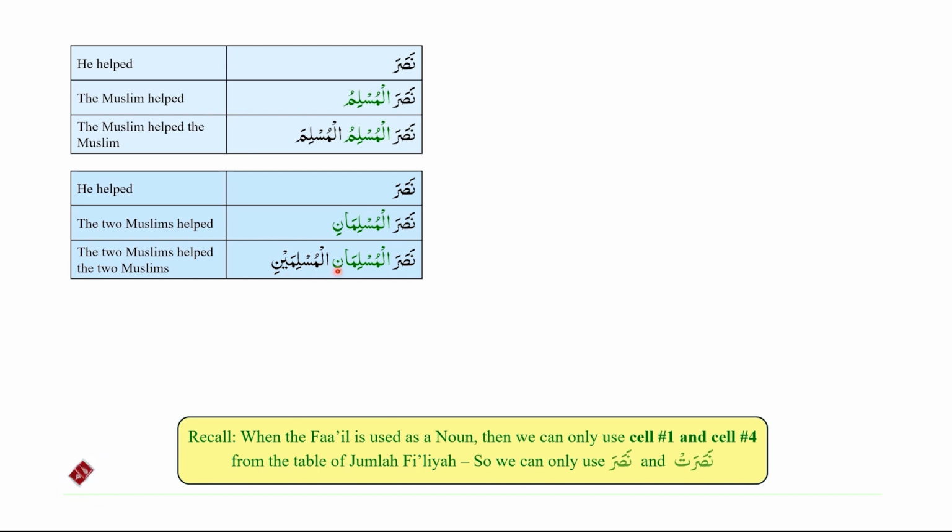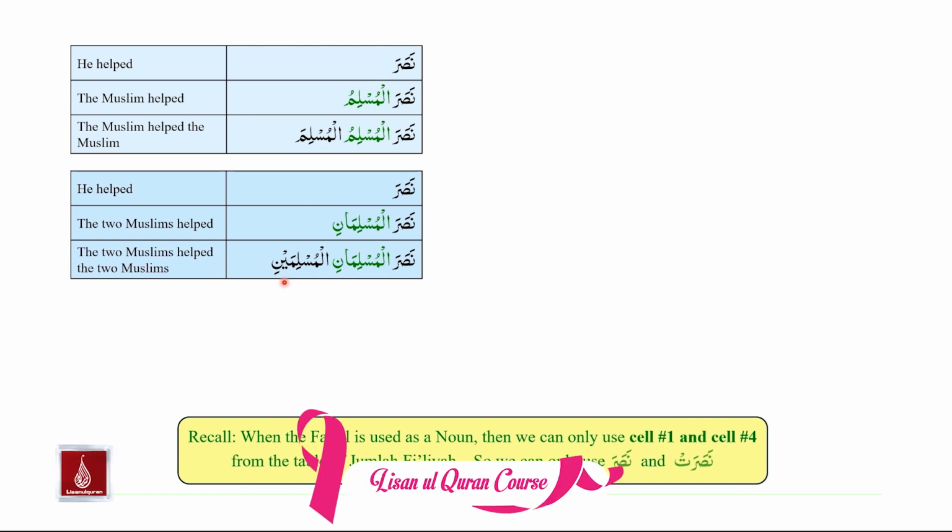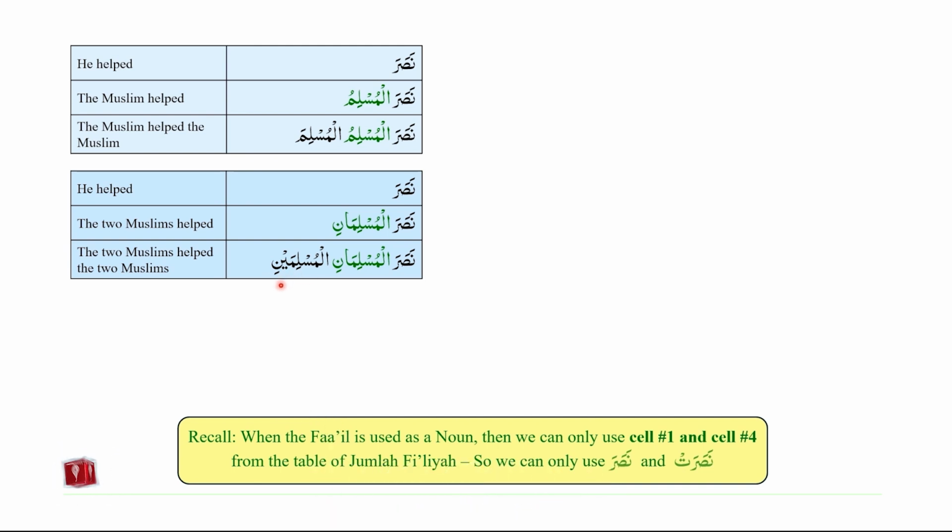As we recall, the ani ending sound indicates marfu form. The aini ending sound indicates mansoob or majroor forms. So, in this case, al-Muslimaini is mansoob. Al-Muslimaini indicates the two Muslims who are receiving the action. Al-Muslimaini is maf'ul. Al-Muslimani is fa'il.